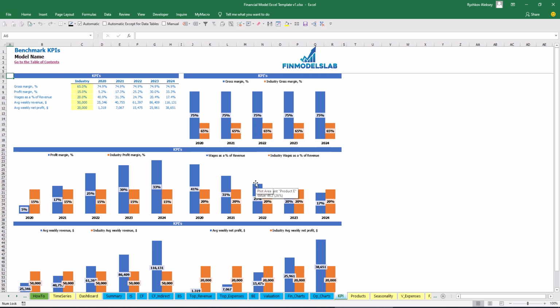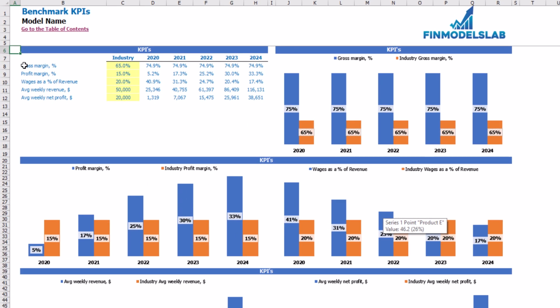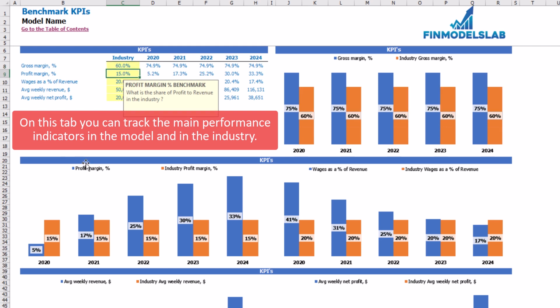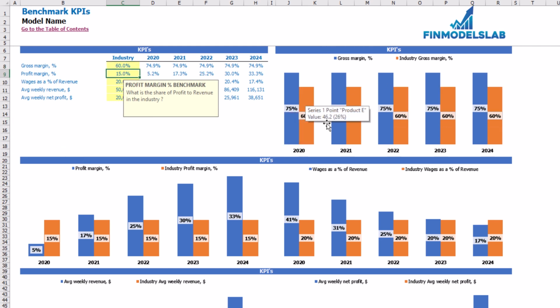On the benchmarks KPIs, you may find your main industry-specific KPIs, which are changeable for your industry, for your country. For example, gross margin industry benchmark 60% for your country. You may see this changed on this chart. Industry gross margin is orange and blue. This is gross margin calculated based on model.